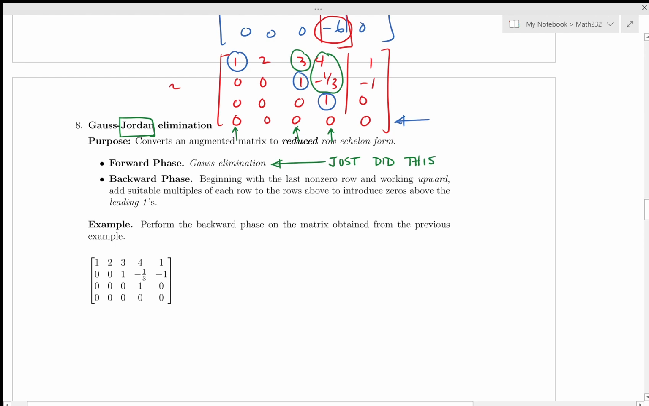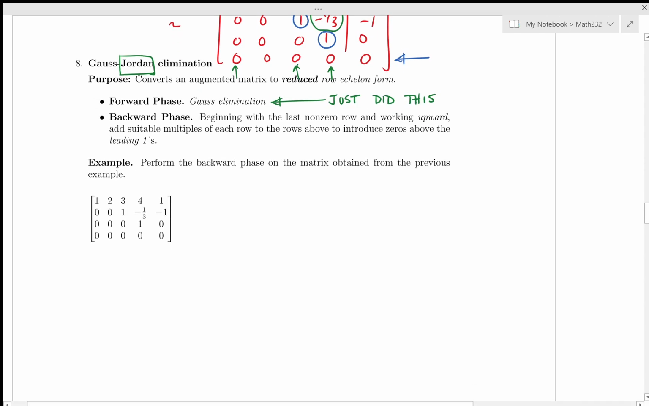So now we do what we call the backward phase. This corresponds to the backward substitution that we saw earlier. In the backward phase, we start with the last non-zero row and work upwards, adding suitable multiples of each row to the rows above to introduce zeros above the leading ones.